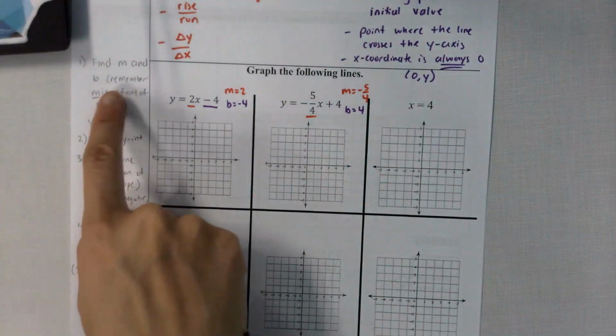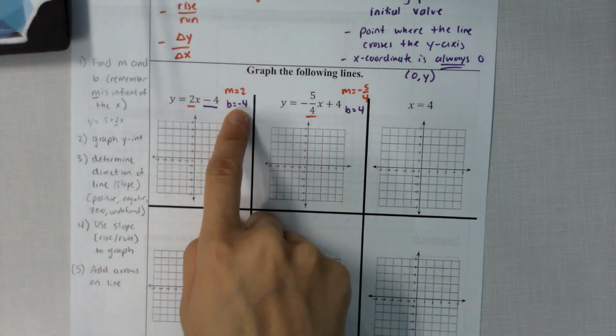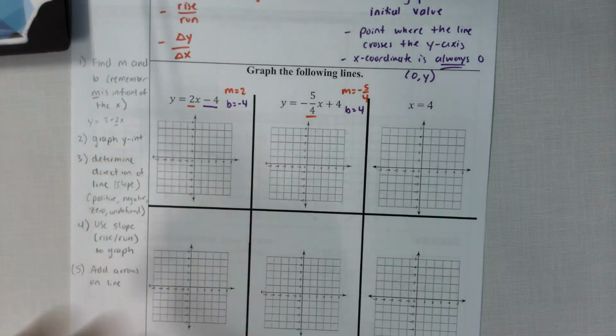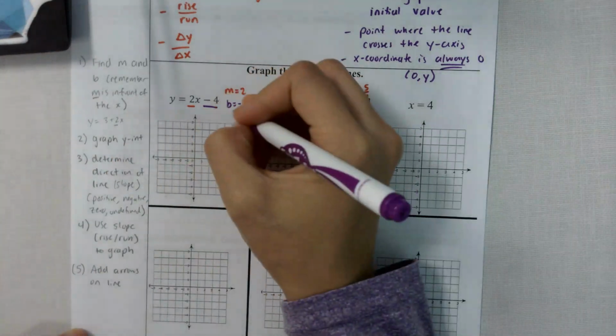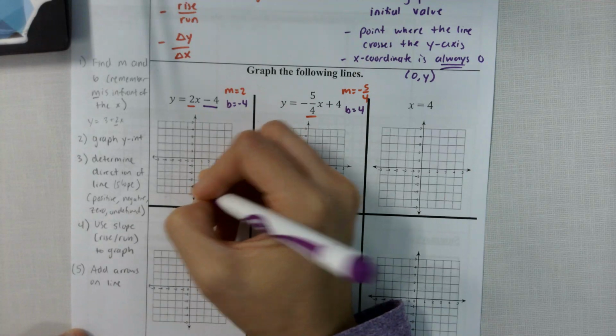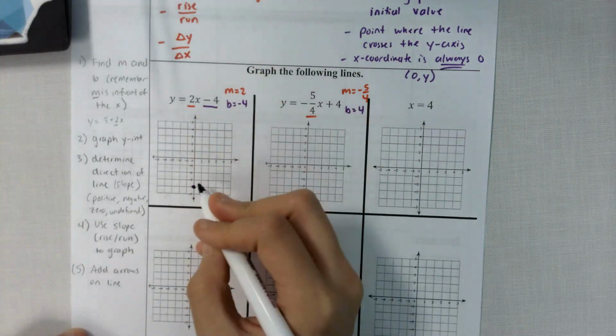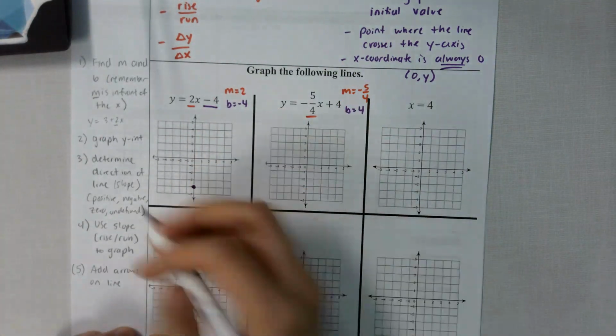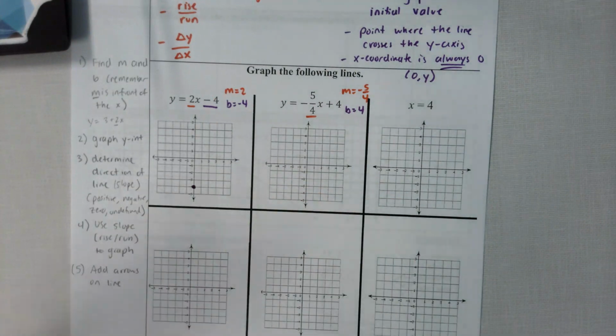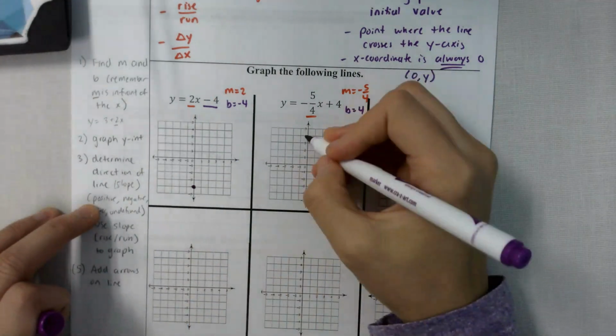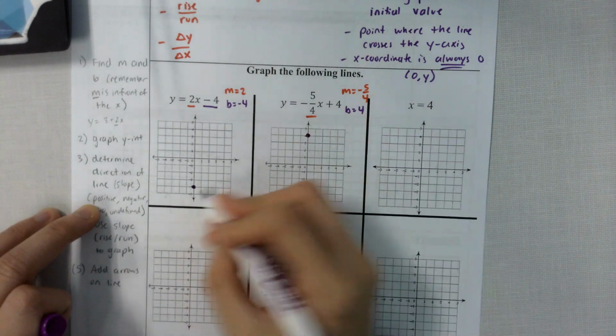All right, so thinking about those steps, let's start. We had our m and b. We already did step 1. We're going to graph our y-intercept. So we're going to start here at -4. This is our y-axis, so this is our y-intercept. Let's do both of these at the same time so that we can really get used to the steps. So here b is -4, b is 4.